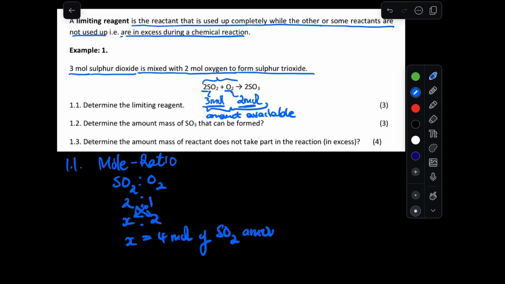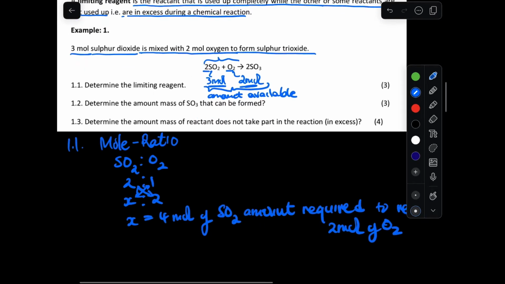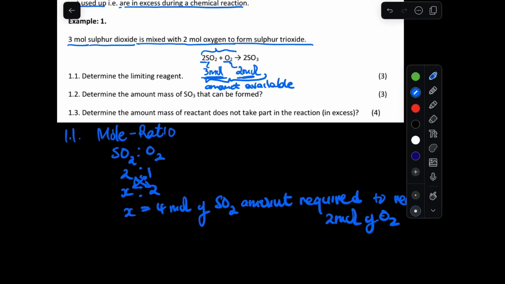This is the amount required for sulfur dioxide to react with 2 moles of oxygen. So out of the 3 moles of sulfur dioxide that we have, the amount that is needed is 4 moles. The number of moles that is required is greater than the number of moles that is available.